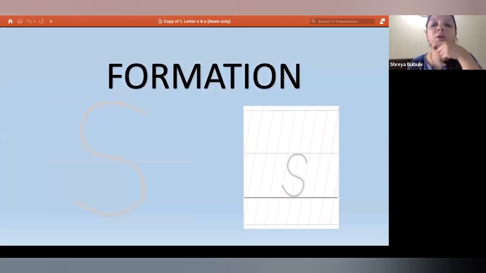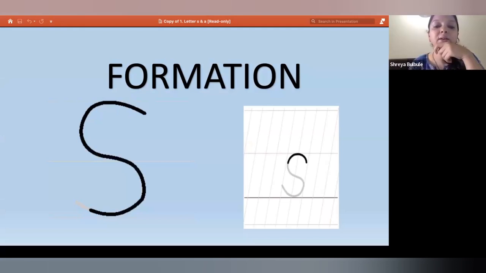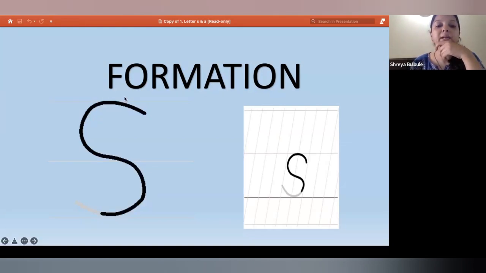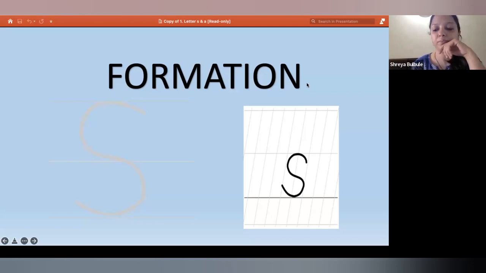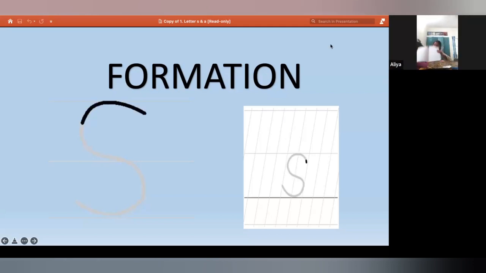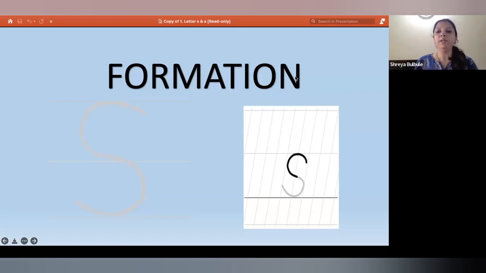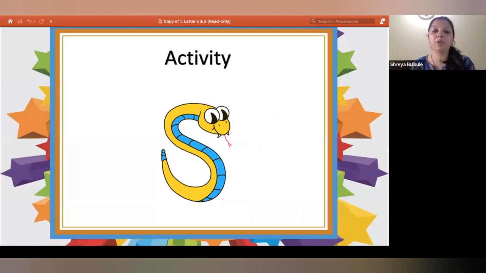Now letter formation. Take your four line pages book, right? Yes, ma'am. I want you to write the first letter, uppercase S and also lowercase S, and show it to me so that I can see how you are writing. Come on, take a pencil and write S, uppercase and lowercase. Big and small, both you have to write and show me. Okay, fine. So even letter formation has to be correct. That's why we are going to do a lot of writing practice also. Apart from reading, even writing is important.